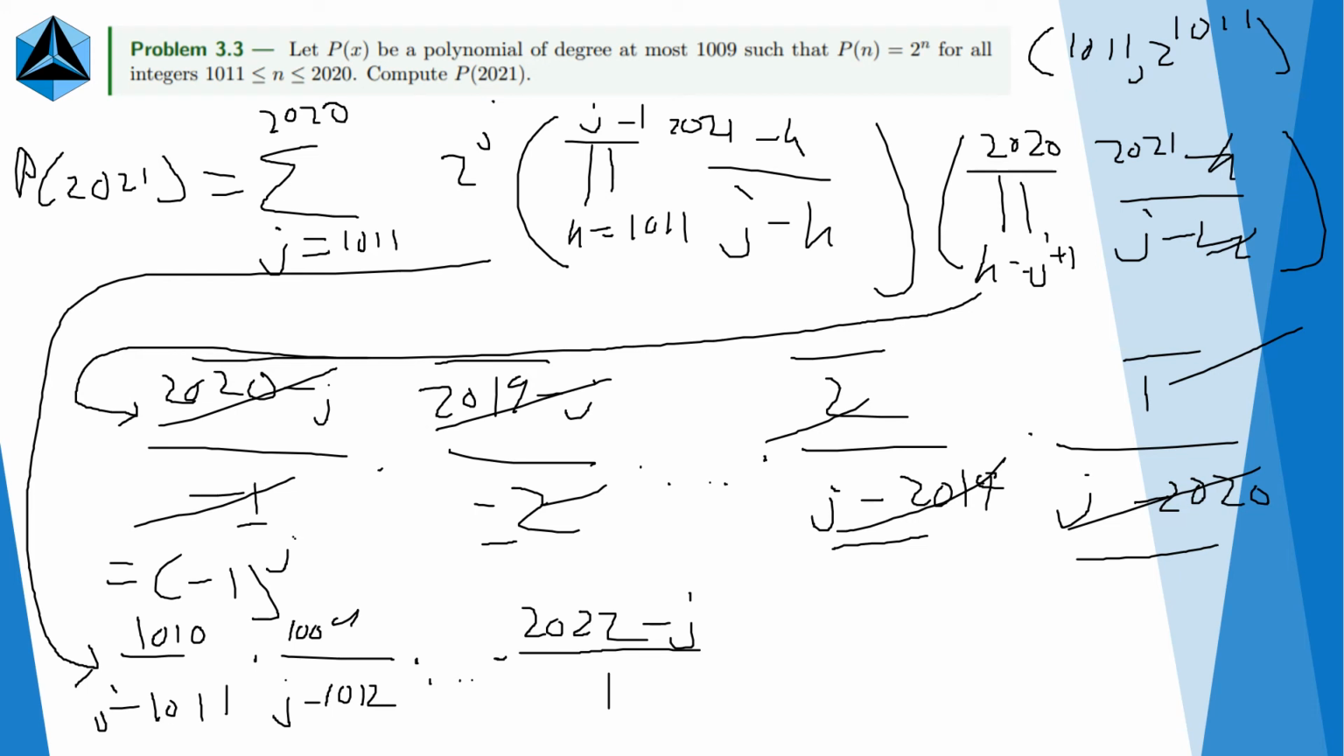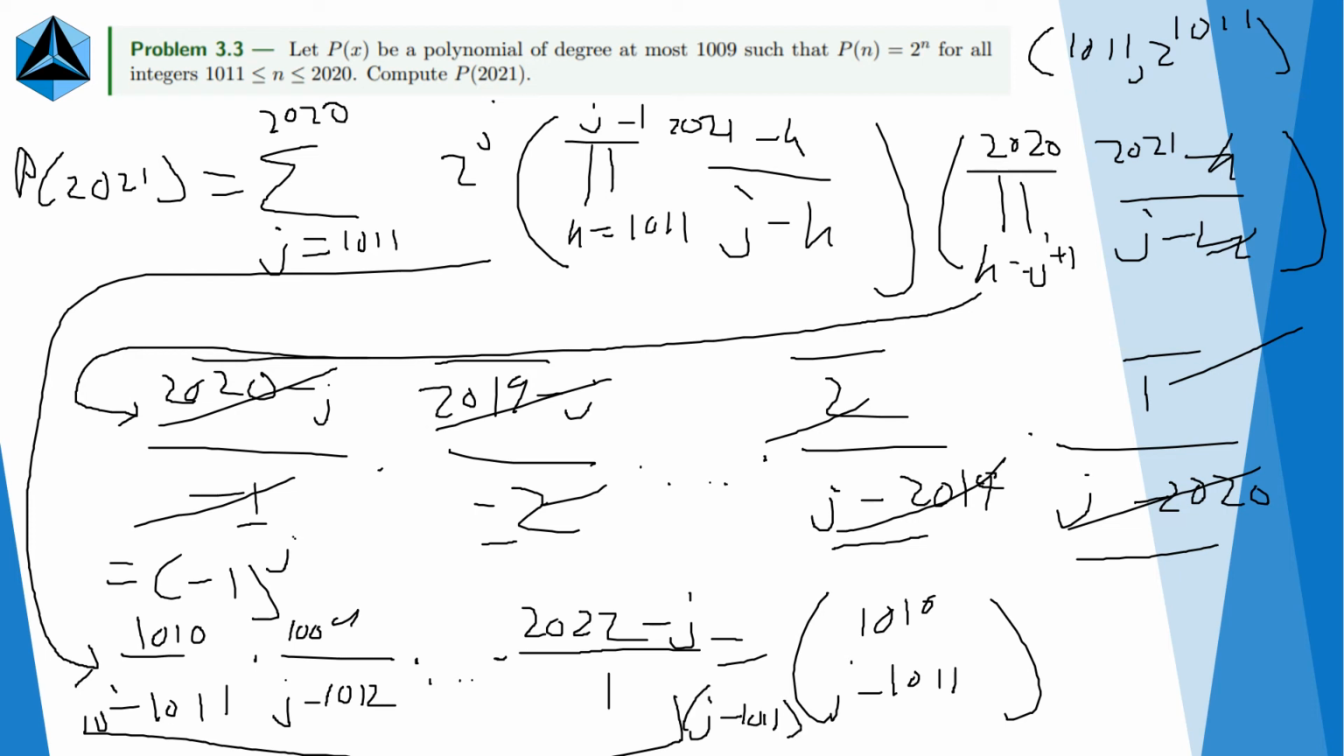So this is interesting. It turns out that this is actually just equal to 1010 choose (j minus 1011). And why might this be? It's because in the denominator here, this is just (j minus 1011) factorial.